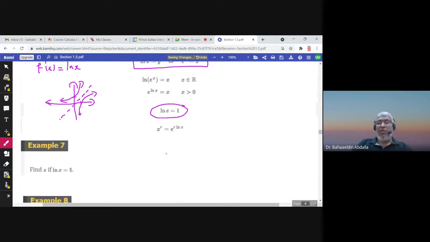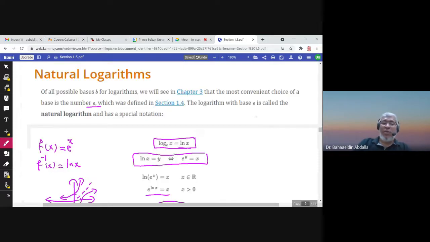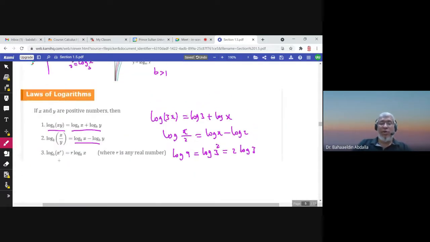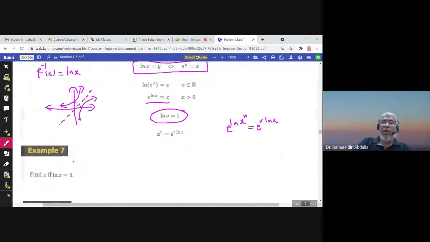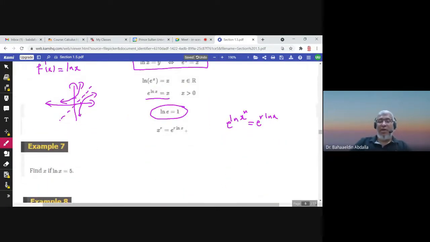And x to the power r, we can write it as e to the power ln, because look here, x is e to the ln x. So x to the r would be written e to the ln of x to the r. And now we can take r outside using the last property here. So we can write x to the power r as e to the r ln x if we need.